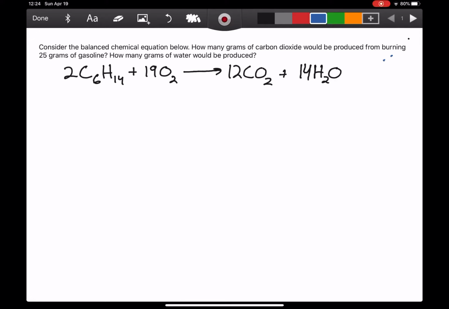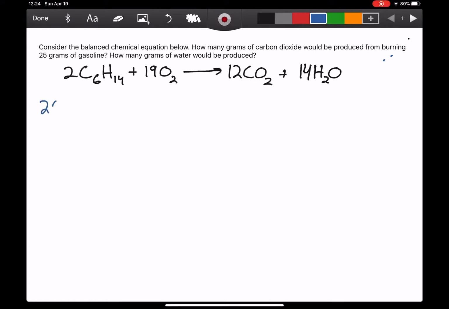School Chemist, and today we're going to look at a problem where we're asked to find the grams of products given grams of reactants. So we are asked to find in this particular problem how many grams of water and carbon dioxide will be produced if we burn 25 grams of gasoline.